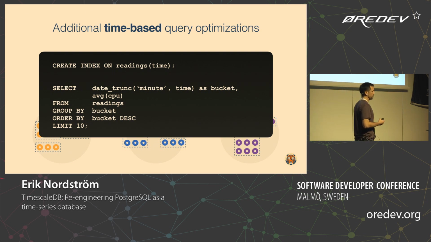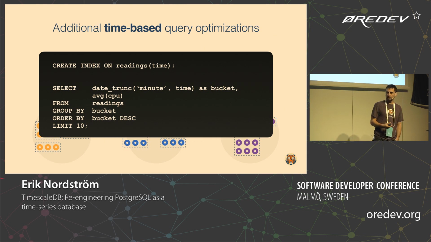Here's another interesting optimization. In time series data, very often you want to group by time. You want to do time bucketing. Maybe you want to compute the average every minute or so. In this query, we want to return the most recent time buckets with the average CPU. Since you're looking for the 10 most recent buckets, there's a requirement that you have some kind of ordering to know which ones are the most recent.